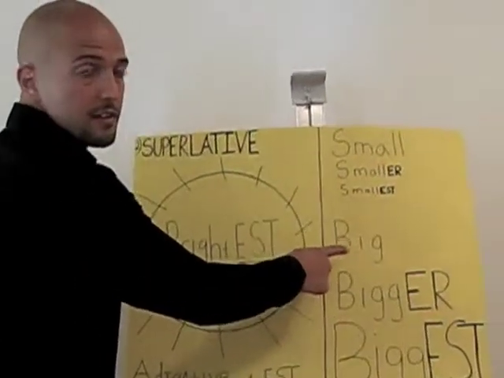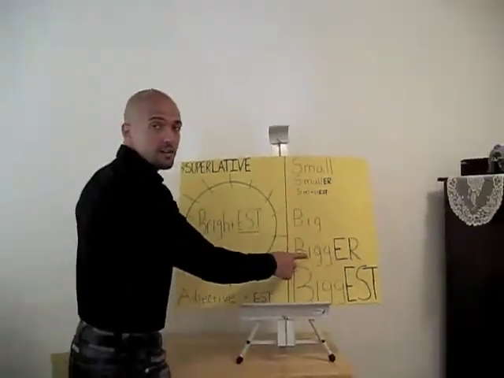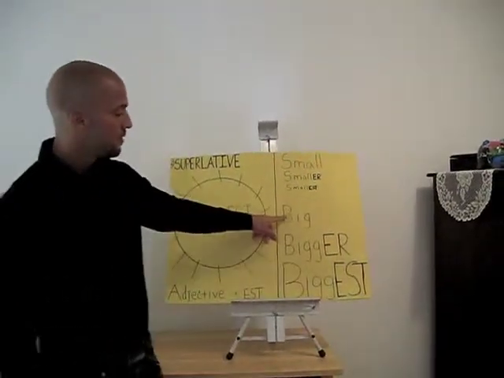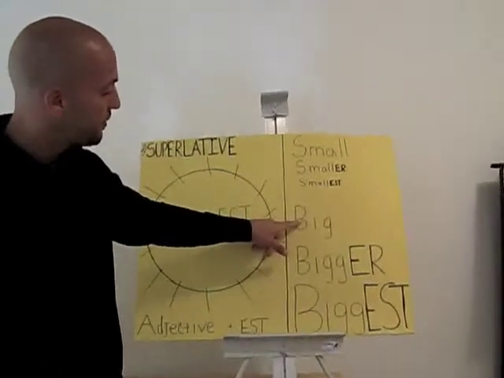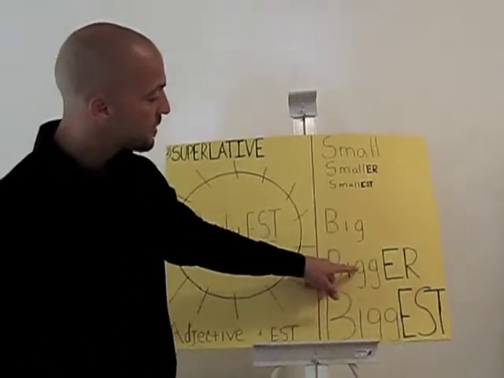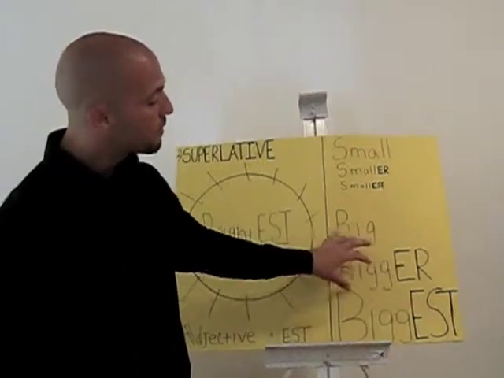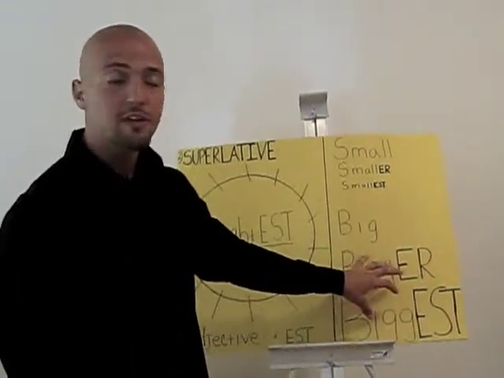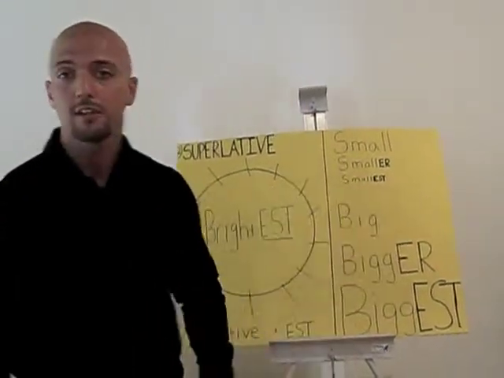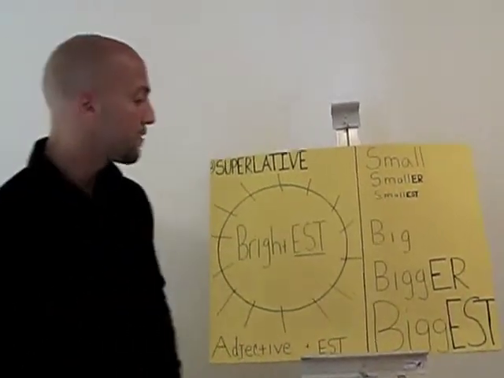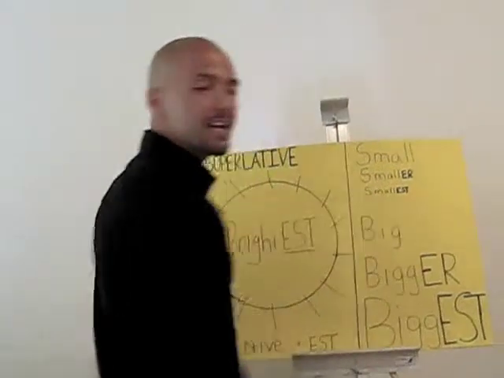Big, bigger, biggest. Base word, base adjective, big. Does anybody notice something different here? Can anyone tell me a difference between the way we formed the comparative and superlative here and the way we formed it here? You added a letter. Right, very good. I added a letter. Do you have any idea why?